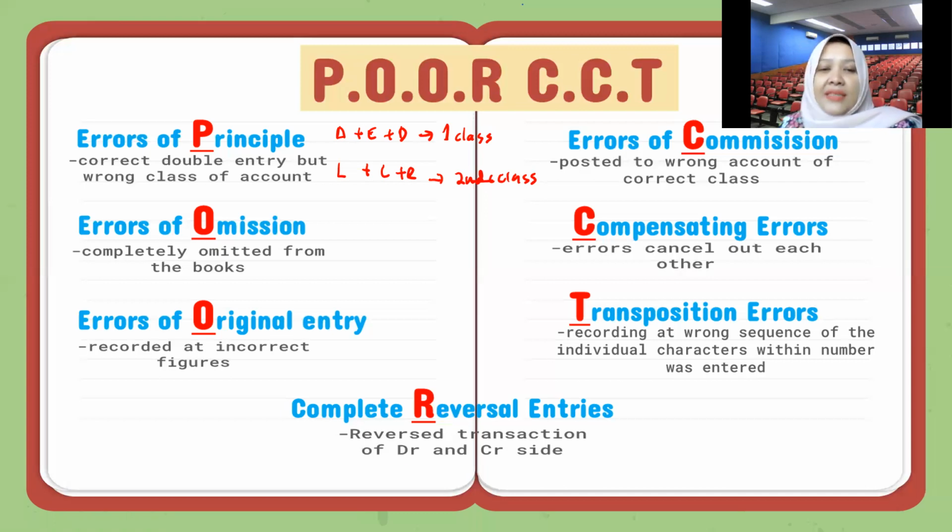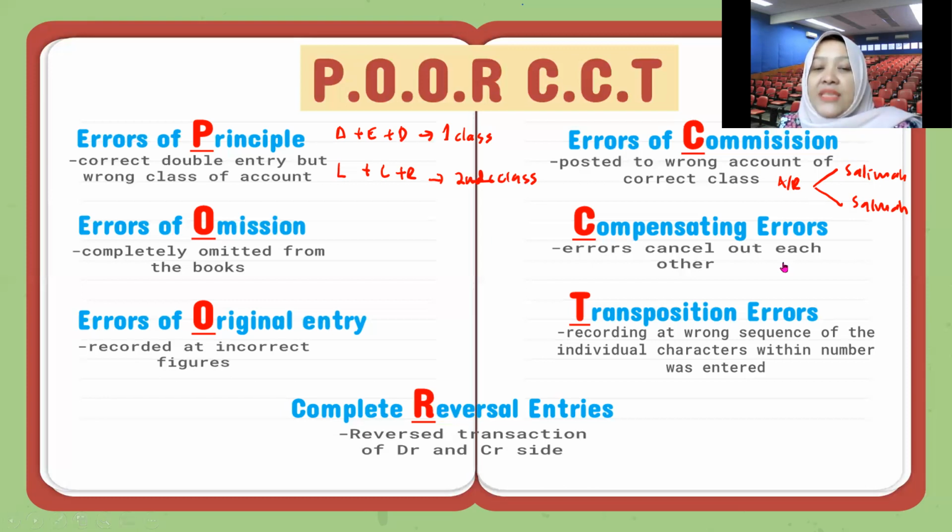Next, the fifth error is error of commission, to the wrong account of a correct class. Meaning, let's say you have made some sales to account receivable. So you have 2 account receivable, one is Salima, another one is Salma. You have made your sales to Salma, but you have recorded it to Salima's account. Both are under account receivable, which means the correct class, but a different, wrong account.